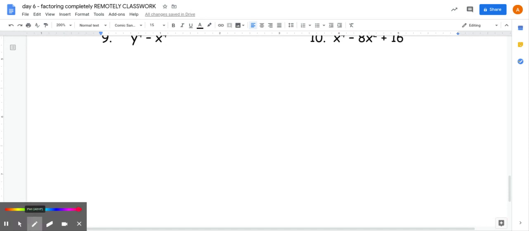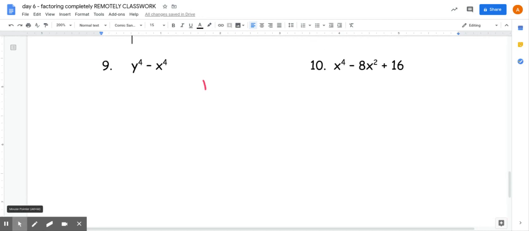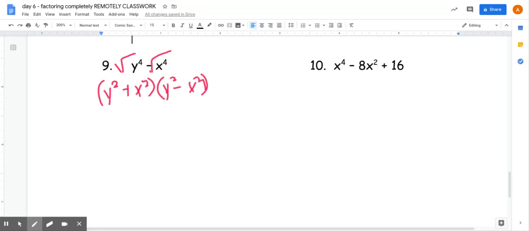So what we're going to do is set up our double bubble, two sets of parentheses, plus minus, square root y to the fourth. Remember, you cut your exponent in half. So that's y squared, and then you square root x to the fourth, cut your exponent in half. Okay? That is a sum of two squares, and we don't factor those yet. That will stay as is.